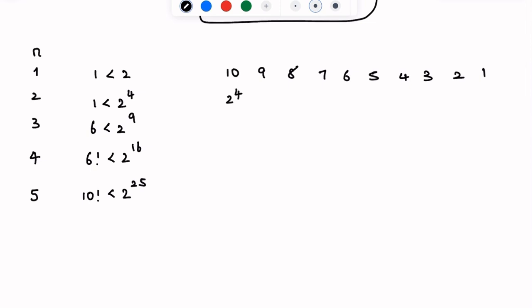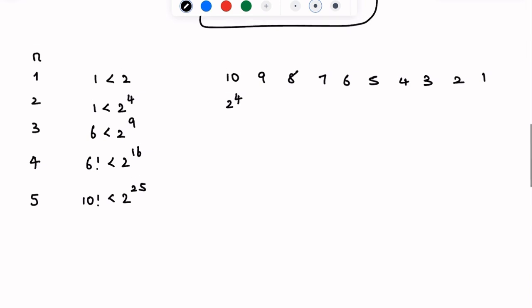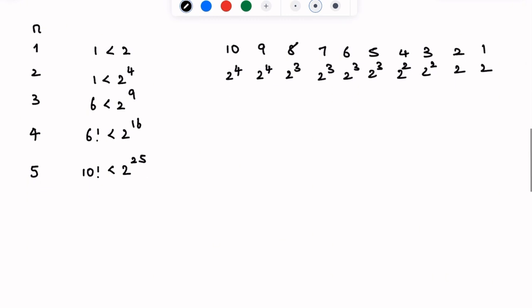And the smallest power of 2, I should mention, that's bigger than 9, is again 16, which is 2 to the power of 4. For 8 it is 2 to the 3, and then same goes all the way up to 5. Obviously 2 to the 2 is equal to 4, and then 2 squared, then we have 2, and then we can say we have 2 there. Okay, so now we know that 10 factorial is definitely less than all of these numbers multiplied together.